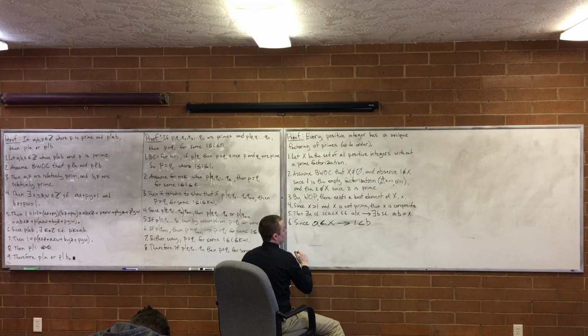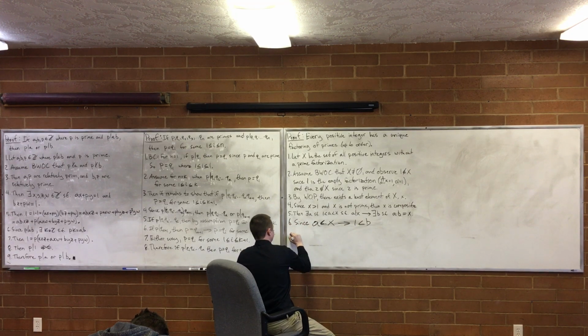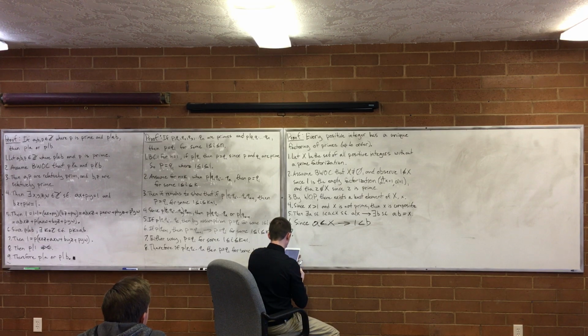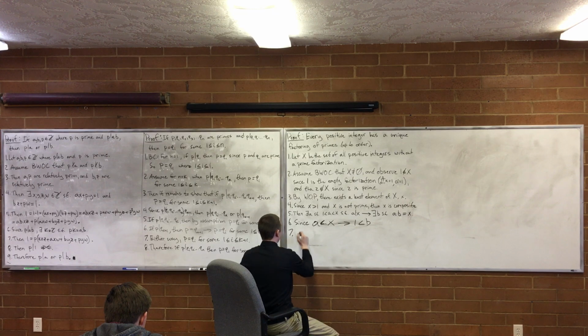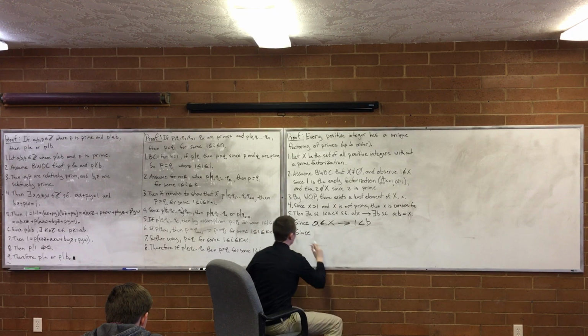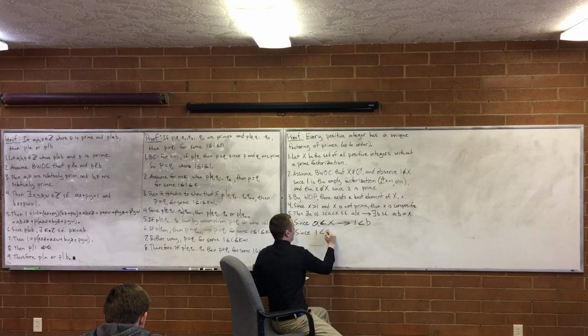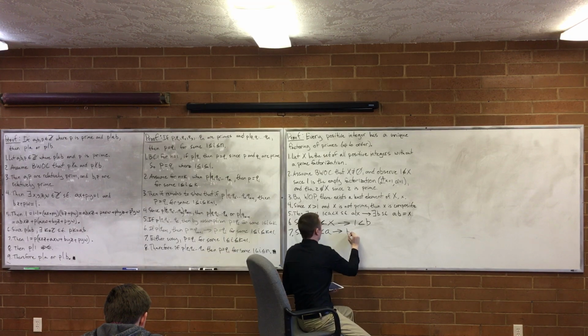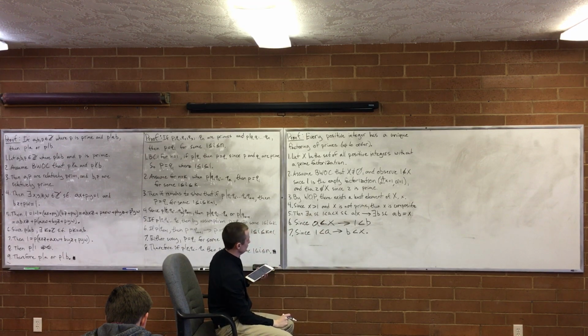And then we also need that b is less than x. Well, since it's a factor of x, it can't be greater than x. And then since 1 is less than a, multiply both sides by b. B is less than x.